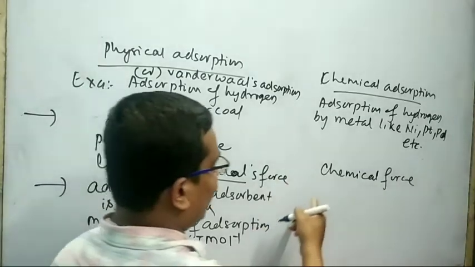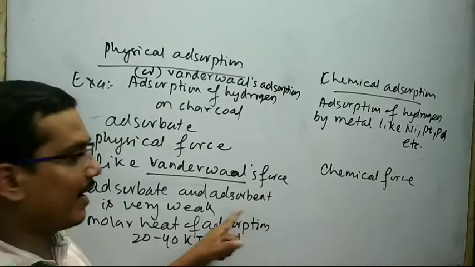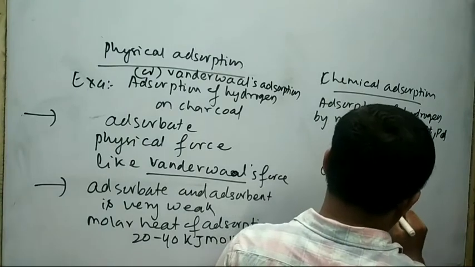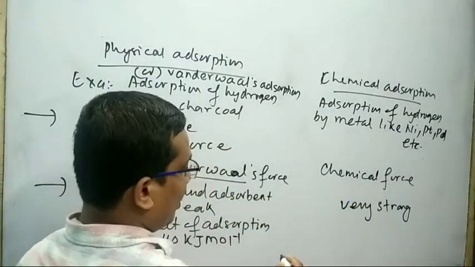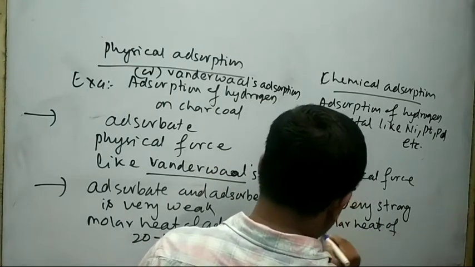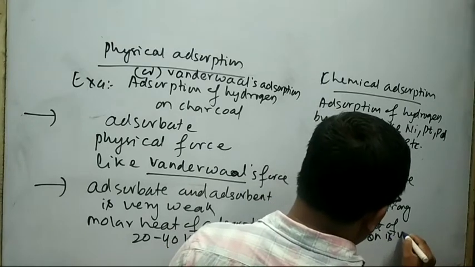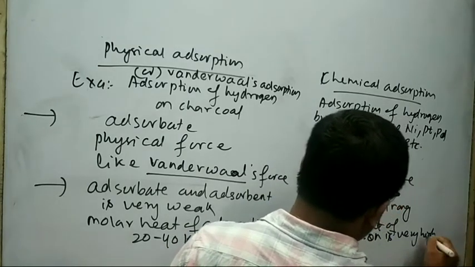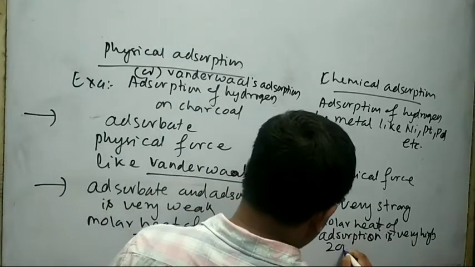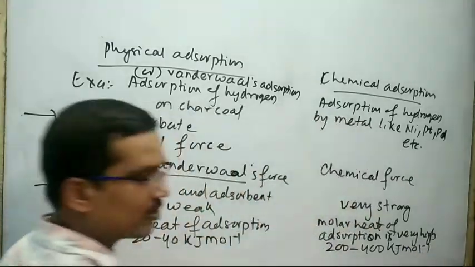On the other hand, in chemical adsorption, the attraction between adsorbate and adsorbent is very strong. That's why the molar heat of adsorption is very high. The value ranges in between 200 to 400 kilojoule per mole.